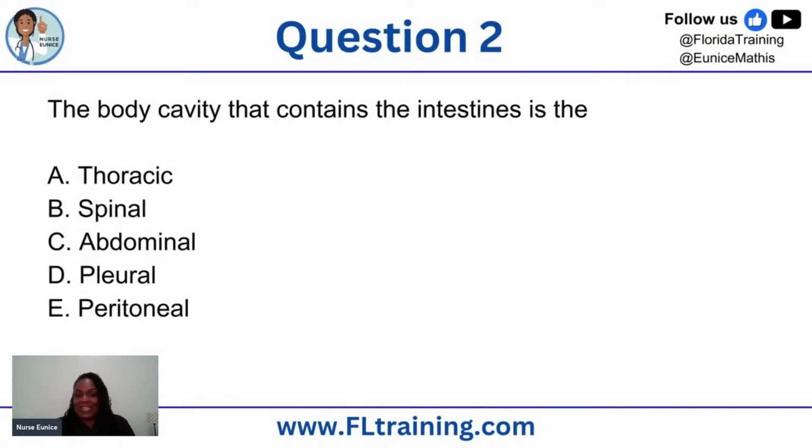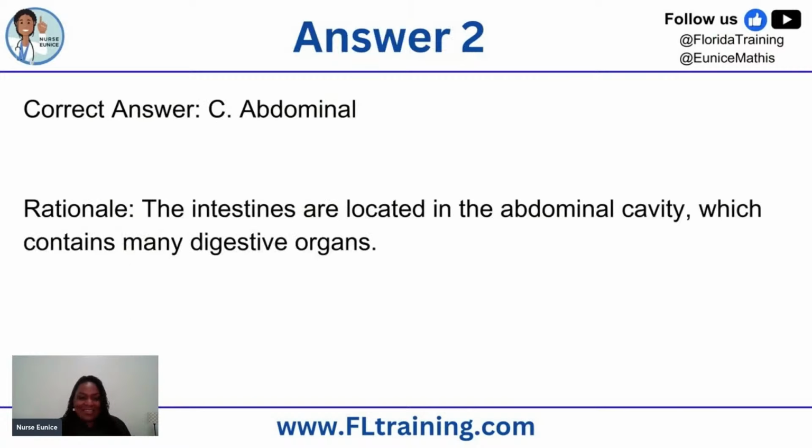Question 2. The body cavity that contains the intestines is... Is it thoracic, spinal, abdominal, pleural, or peritoneal cavity? Which is the best response? You know where the intestines are located. We'll give you about 3 seconds to enter the answer in the chat. Jackie and Todd and Veronica, yes, it is C, the abdominal. So the intestines are located in the abdominal cavity, which contains many digestive organs.